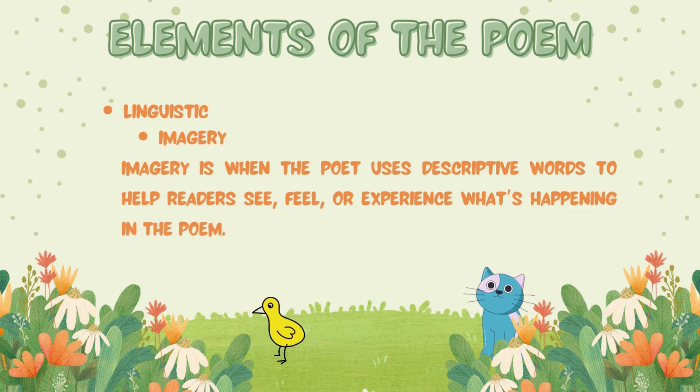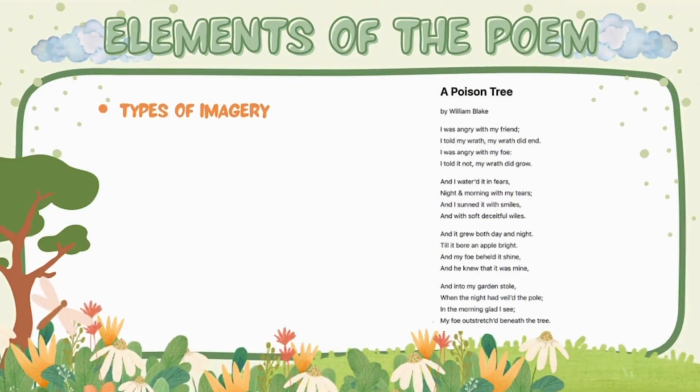In "A Poison Tree," Blake uses different types of imagery to show the speaker's emotions and how they change throughout the poem. There are several types of imagery, like visual, organic, and kinesthetic, which help us experience the anger and fear in the poem. Now, Najla will explain these types of imagery in more detail and show us how Blake uses them to bring the poem to life. Hello, I'm Najla, and now let's talk about visual imagery in the poem.